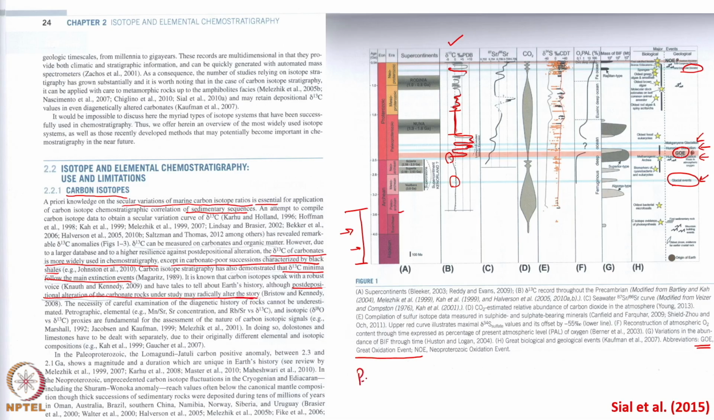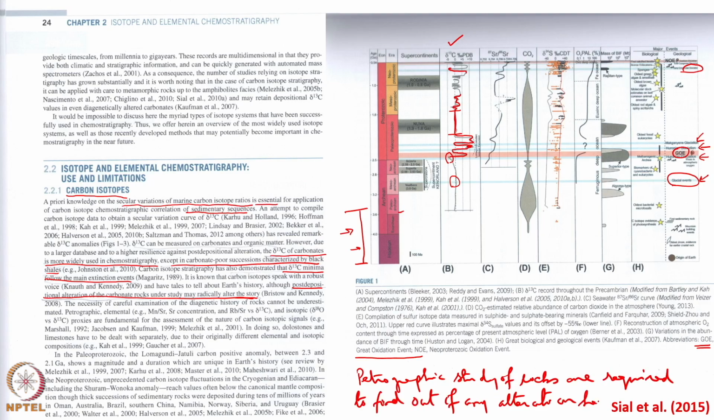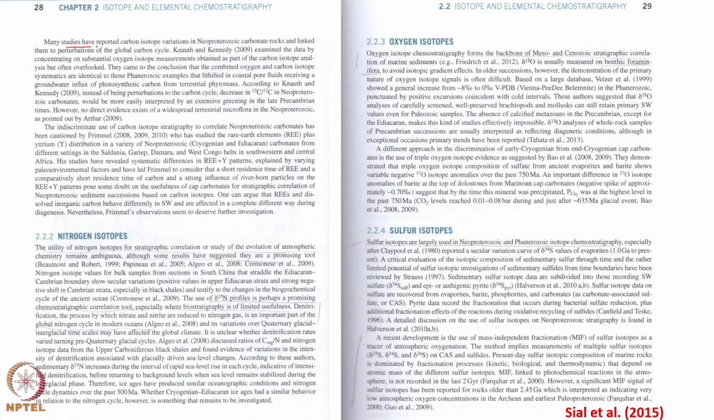So, petrographic study of rocks is required to find out if any alteration happened in the rocks, and in case such alterations happened, then we should avoid those rocks in this study. In the Paleoproterozoic, we find a carbon positive anomaly, and this is shown in this place. This is the carbon positive anomaly. Many studies have reported carbon isotope variations in the Neoproterozoic carbonate rocks and linked them with the perturbation of the global carbon cycle.